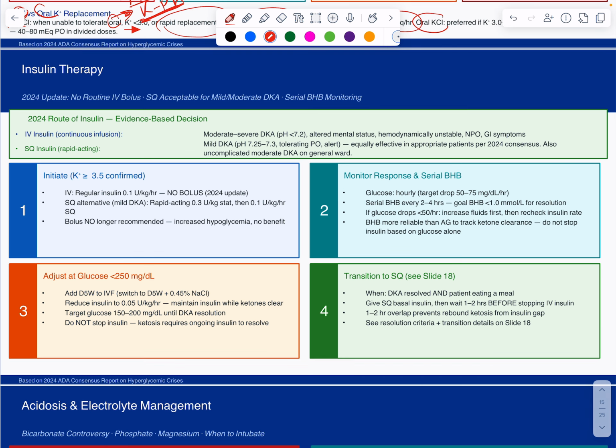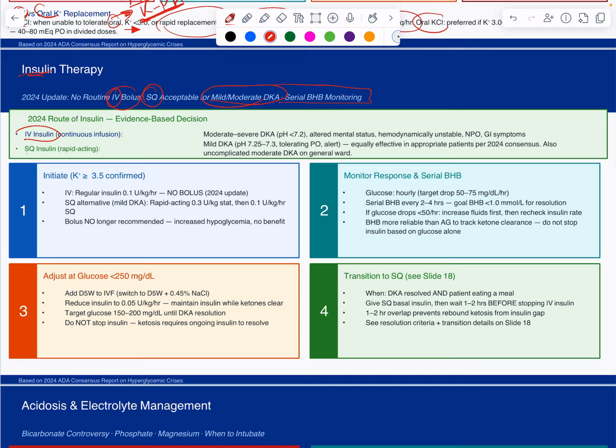Insulin. Before, we used to give an IV bolus of insulin, then give the maintenance. Now you can just do the maintenance. It has to be IV insulin though. If there is mild to moderate DKA, there's now some data that says subcutaneous insulin is acceptable. And again, while giving the insulin, we are checking for correction of the ketosis with serial beta hydroxybutyrate. So we'll give IV insulin, continuous infusion, no bolus.